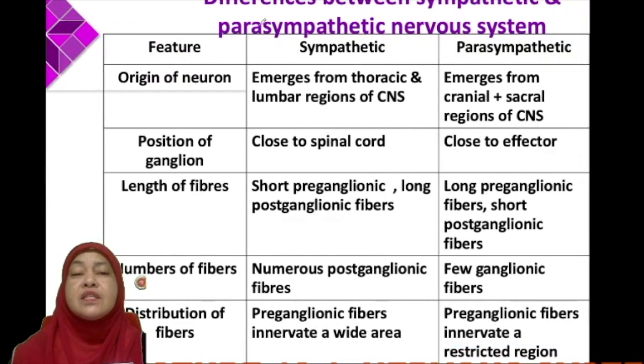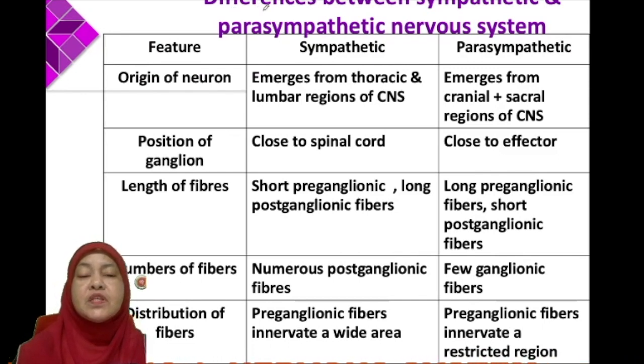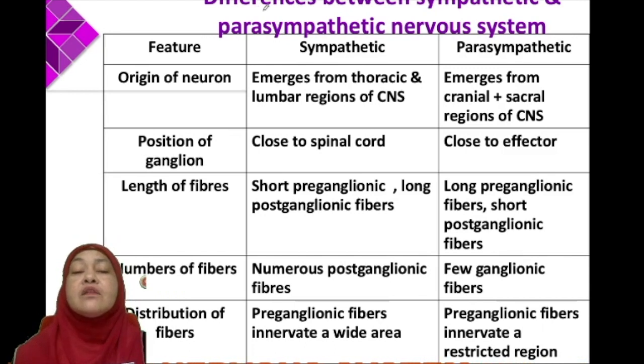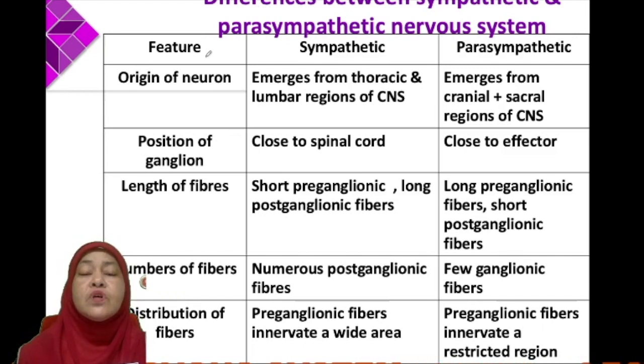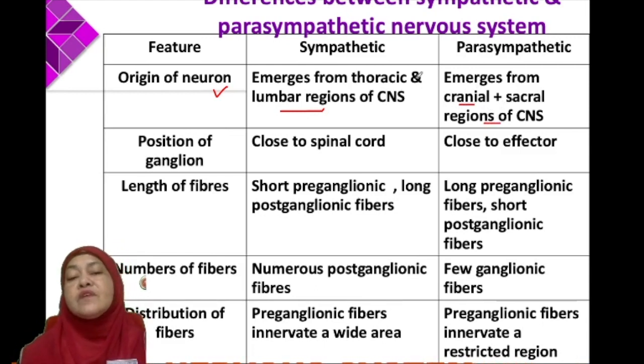My last slide is where you can compare the sympathetic and parasympathetic nervous systems. You can figure out a few differences between these two nervous systems. Class, let's start with number one, the origin of the neuron. For the sympathetic, the origin is from the thoracic and lumbar regions of the CNS, whereas the parasympathetic emerges from the cranial and sacral regions of the CNS.